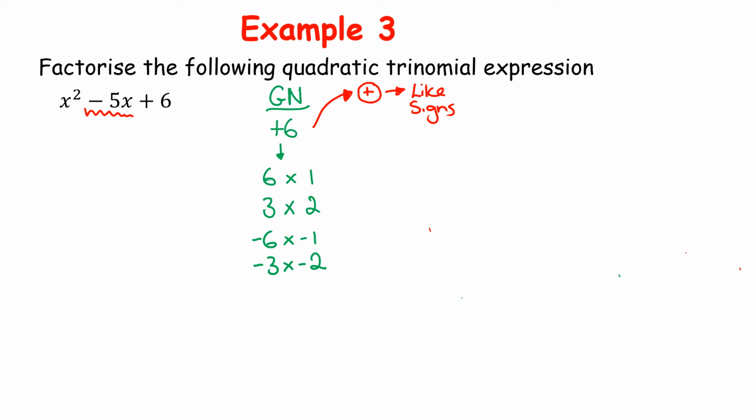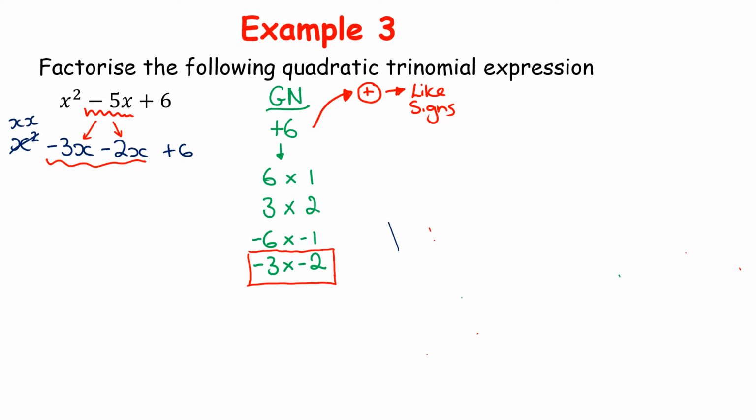But now, because we want to add to minus 5, we know that the signs are going to have to be minus. So actually, we're going to have minus 3 by minus 2. Let's break down that middle term into minus 3x minus 2x plus 6. And I'm going to double check. Do they add to give me the same? Oh, and they do. So then that is x times x to help with our grouping.